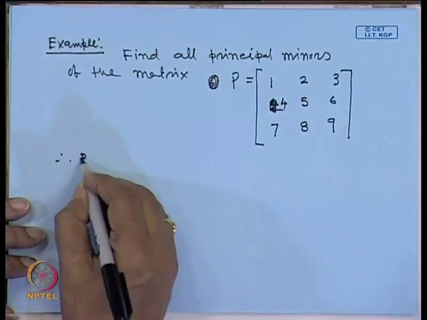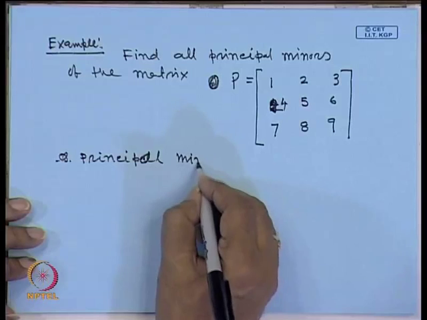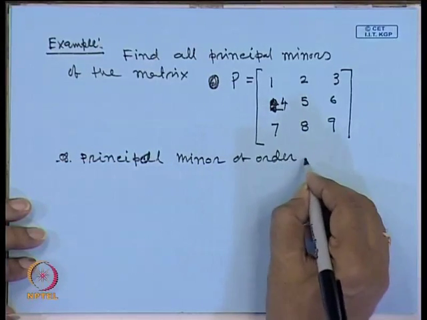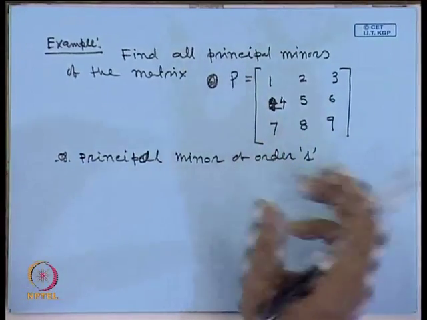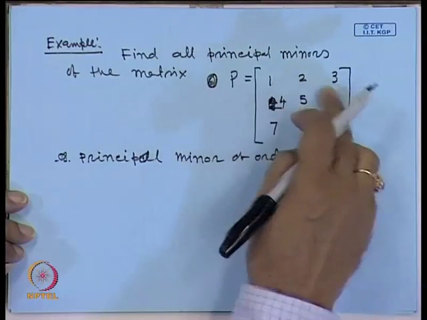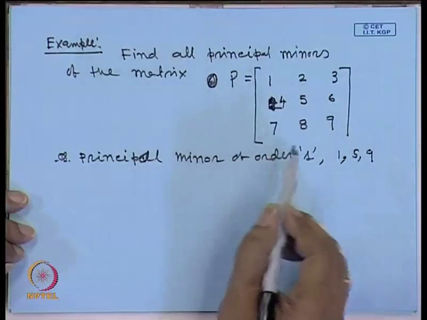So, what will we do? First, find the principal minors of order 1. For principal minors of order 1, you pick up matrices of size 1 by 1 from this matrix. I have 9 elements, so you have to select only those elements which are also the diagonal elements. So, this will be 1, 5 and 9. These are the principal minors of order 1. I have 9 elements as 1 by 1 matrices, out of this I am considering only 1, 5, 9, because these are the diagonal elements of the original matrix.